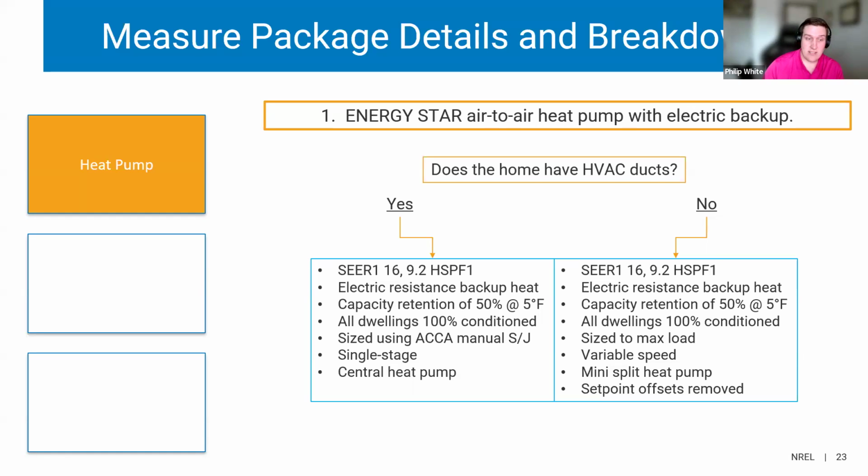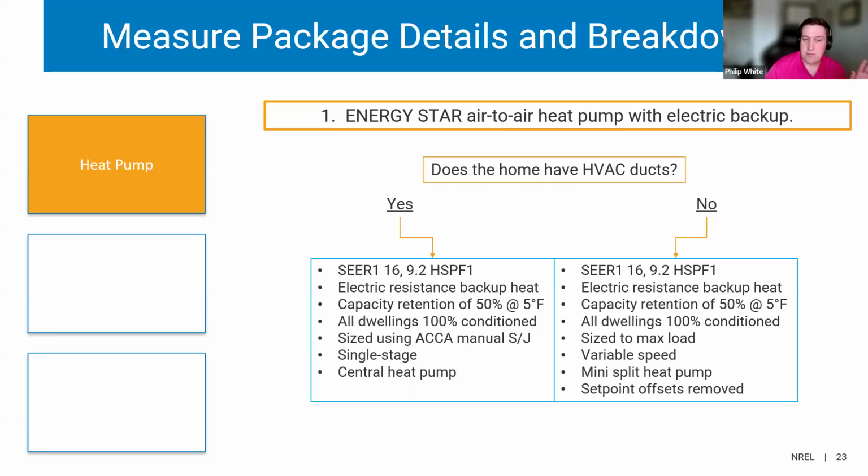You'll see SEER 1 and HSPF 1 ratings for all of our air-to-air heat pumps. They describe the efficiency of the heat pump for cooling and heating, respectively. This heat pump has a capacity retention of 50% at 5 degrees Fahrenheit. What this means is that when the temperature is 5 Fahrenheit outside, only 50% of its initial rated capacity can be utilized. And if it's installed into a household that is only partially conditioned, we make sure it conditions 100% of the dwelling.